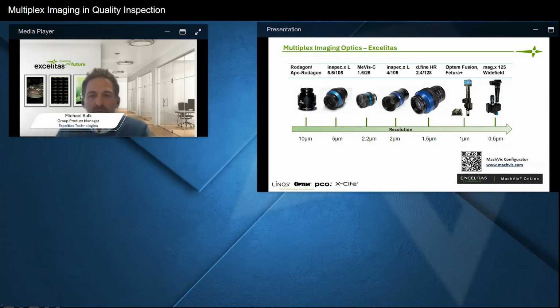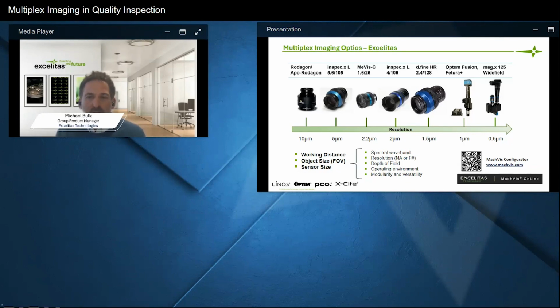If you know a few basics about what you're trying to do, like the working distance, the object size, or the sensor size, and you consider a few other things discussed before, like the spectral wave band, resolution, and depth of field, then you have a good idea of where to start. We have built a tool called the MockViz Machine Vision Configurator. If you input some of these inputs, it will give you a recommendation of what camera and lens we offer at Excelitas that could potentially be a good fit for your application. So I would highly recommend this.